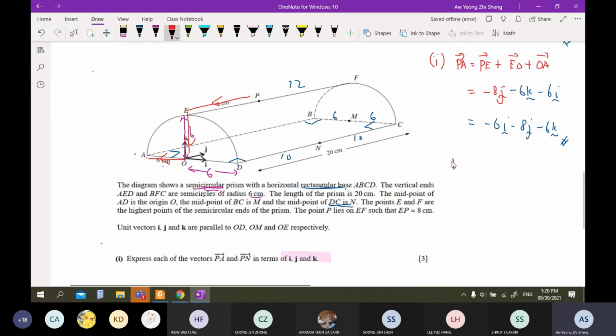Okay. Next, find vector PN. To get from P to N, we can also take a convenient path where every section is parallel to either i, j or k. PE, EO, OD, DN. This is a convenient path. PN is PE plus EO plus OD plus DN.